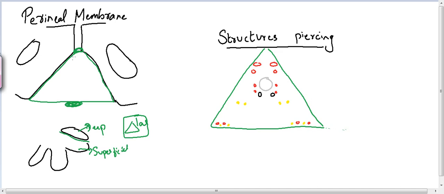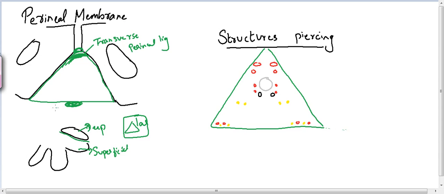Here the perineal membrane gets thickened to form the transverse perineal ligament. Isn't it oriented transversely? So this is the transverse perineal ligament. So that is about the transverse perineal ligament. That is about the apex of the perineum.